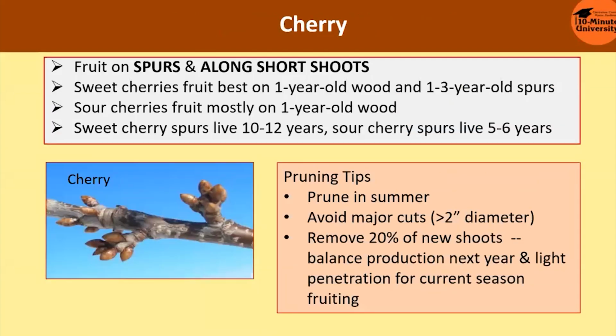All right, so we will move on away from the pome fruits and into the stone fruit. So cherries. Cherries fruit on spurs and along short shoots. And both sweet and sour cherries fruit best on 1-year-old wood and pretty young spurs. So even though the spurs can live for a long time, it's the younger ones that are most productive.